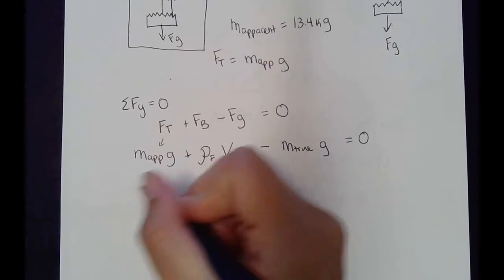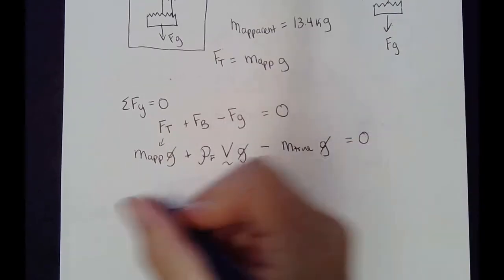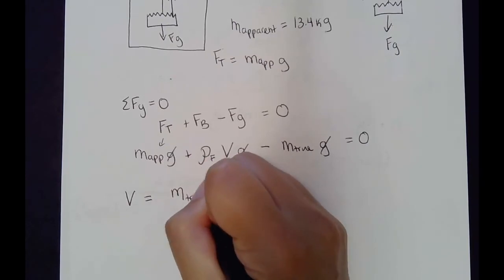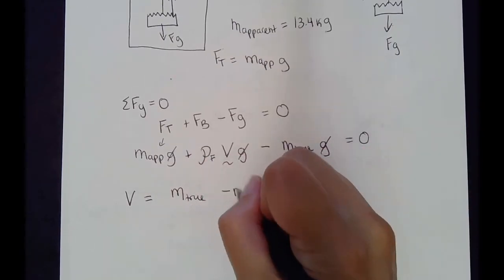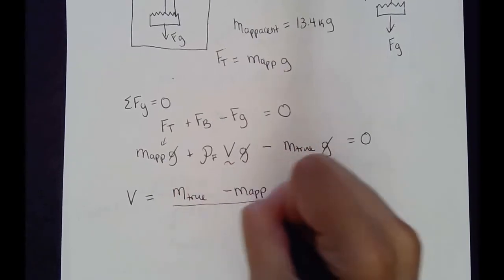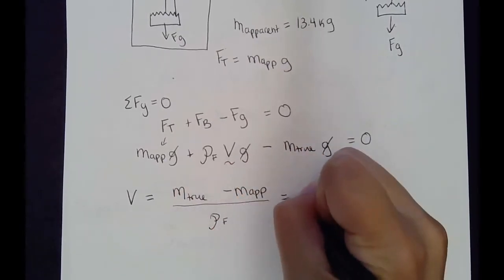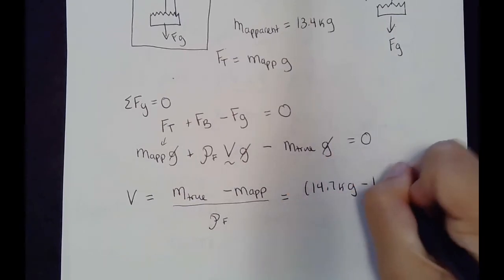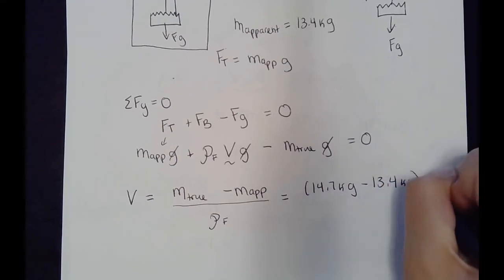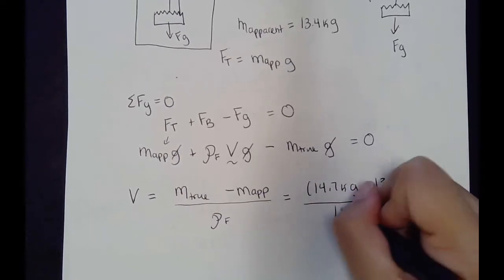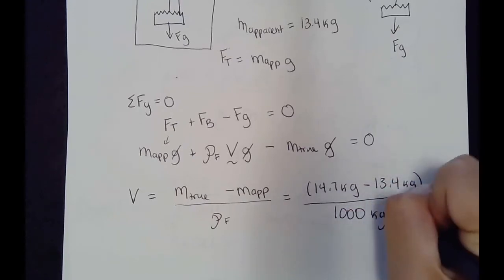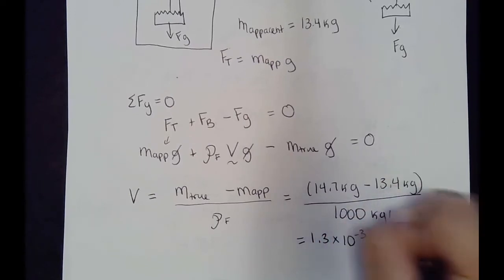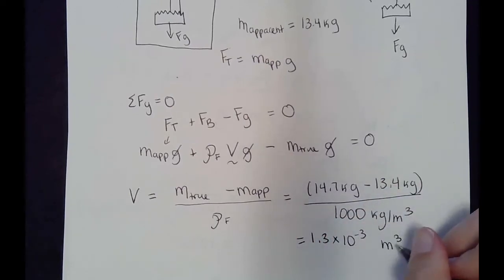All right, so rearranging, canceling g first, we can find the volume equals the true mass minus the apparent mass, divided by the density of the fluid, which is water. So that's going to be 14.7 kilograms minus 13.4 kilograms, divided by 1,000. So 1.3 times 10 to the negative 3 meters cubed.